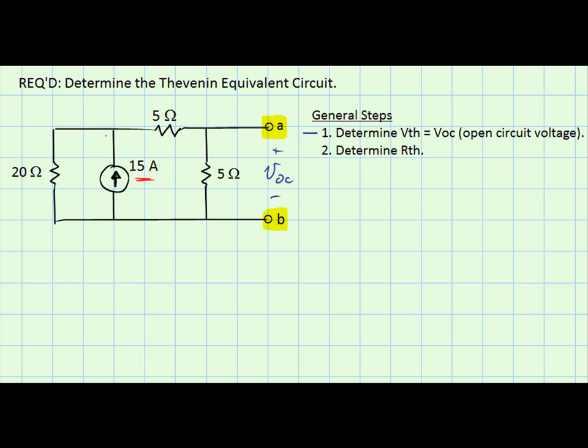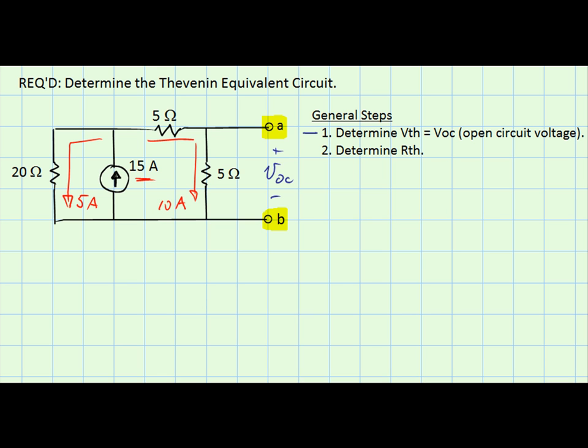Now looking at this circuit, it has a 15 amp current source, and that 15 amps is split between two paths. One is a 20 ohm path, and the other path has half the resistance. It's 5 plus 5, or 10 ohms. And if we do the math, we will find that the current through the 20 ohm path is half of the current through the 10 ohm path, or 5 and 10 amps respectively.